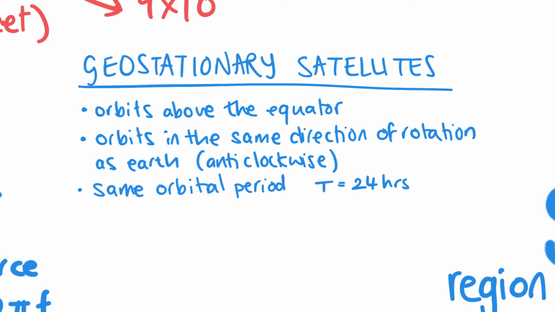Now, if the time period is fixed to 24 hours, that also means that the radius is also fixed. And therefore, the height above the Earth's surface is also fixed. And that can be determined using the previous equation. So these facts you need to be aware of, and you may need to apply those to questions regarding satellites.